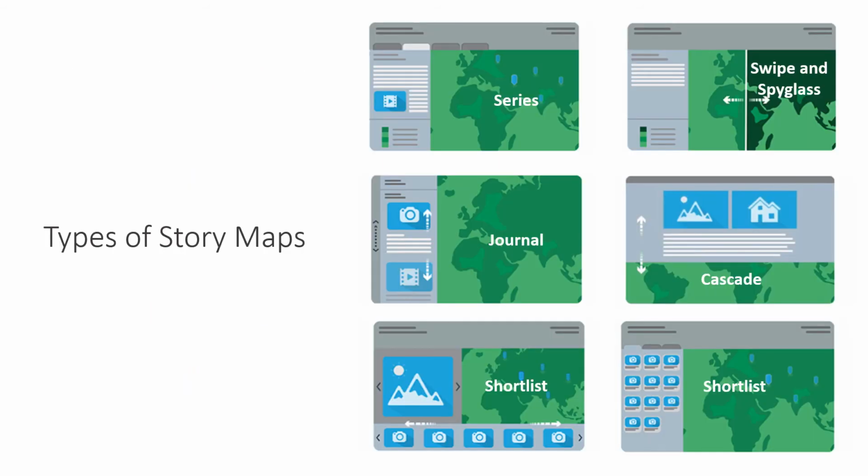There are a variety of templates for story maps that Esri refers to as classic formats. Each of these templates unites narrative, media, and geospatial data in a different way, as you can see in the 6 examples on the right. For this project, we chose the Shortlist format.